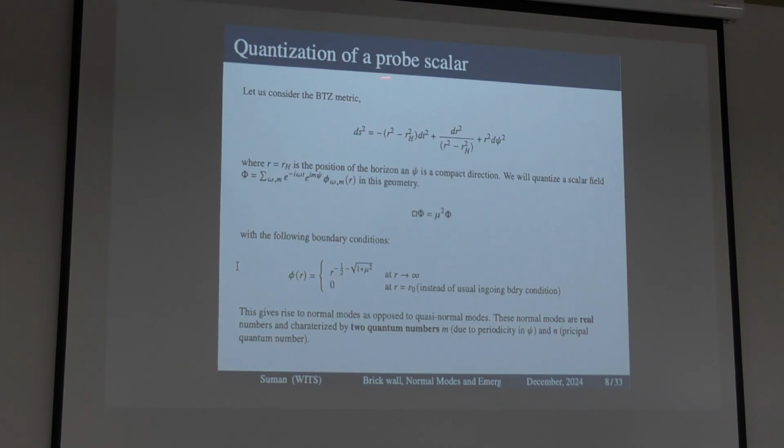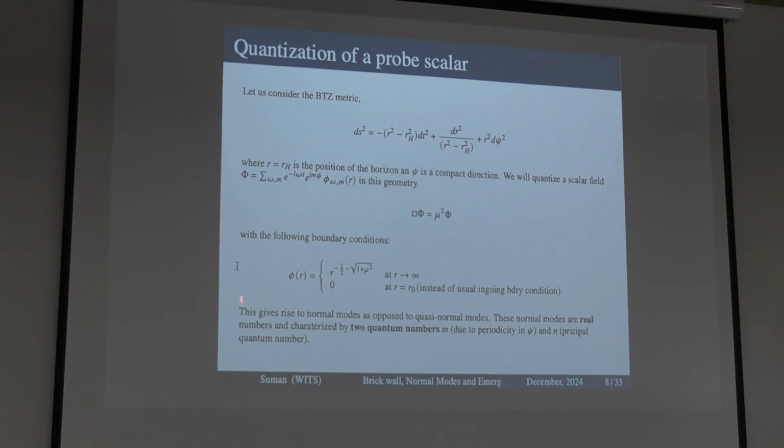So mathematically we have this metric, and we are quantizing a probe scalar in this geometry. We are basically solving this equation, box phi equals mu squared phi, where mu is the mass of the scalar field, and we are imposing two boundary conditions. First one is the normalizable boundary condition at the boundary, which is standard. Second one is at r equal to r0, where the brick wall is located: the field is zero. So there is some infinite potential, and that's why the field is zero. The existence of the brick wall in the problem enters through this boundary condition.